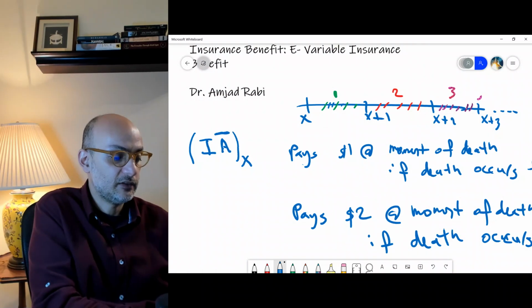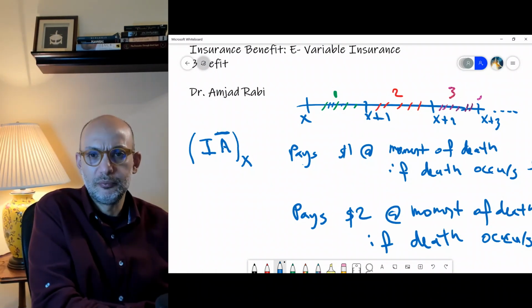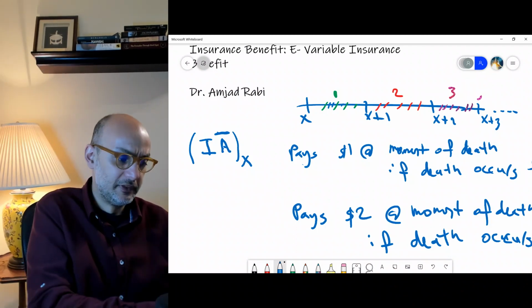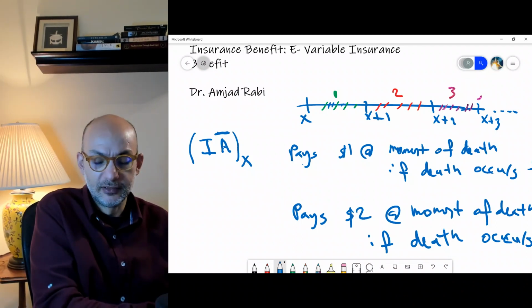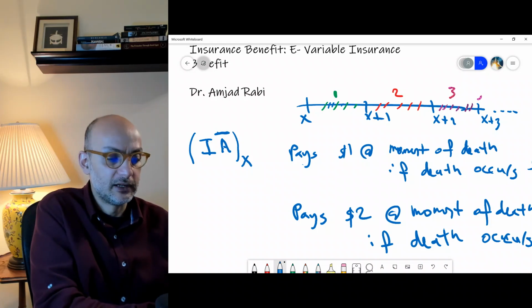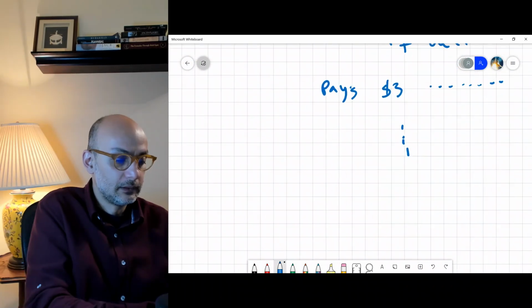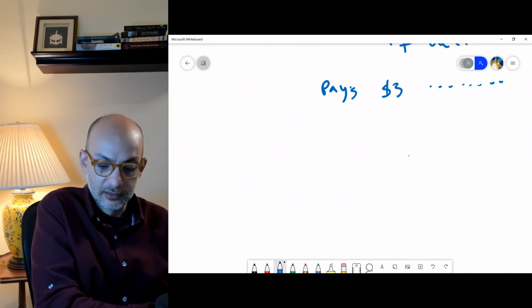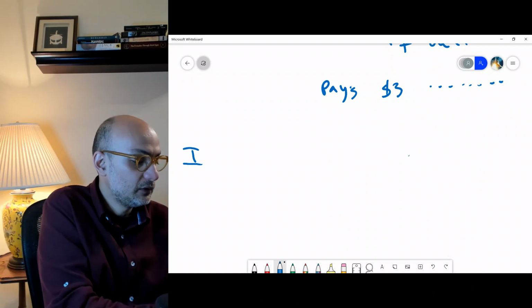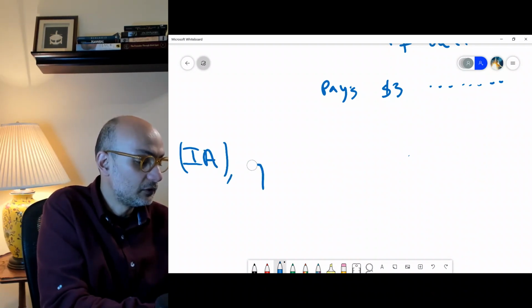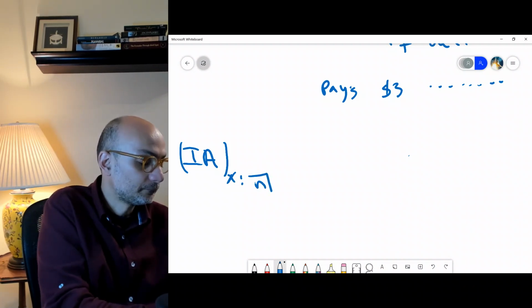And this is what we mean by A bar I, X. So it's again X for age. The bar here tells us that the benefit is paid at moment of death. I is for increasing. But now let's look at another case here. What if we have I A bar, X, n? Let's give this one an n here.